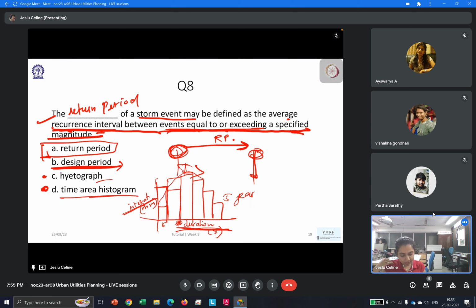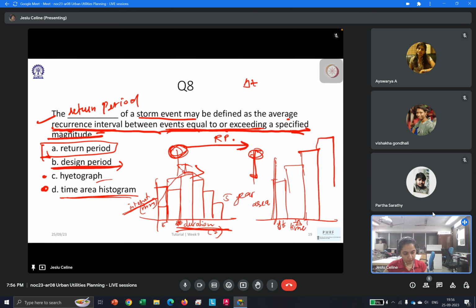And the time area histogram converts this hydrograph into, for every time, what is the area which is there? For instance, if the time step is t seconds, delta t, then for t seconds, what is the area which is there? And for 2t, what is the area which is there? Like this, we keep plotting and we get a graph. So this is a time area histogram.